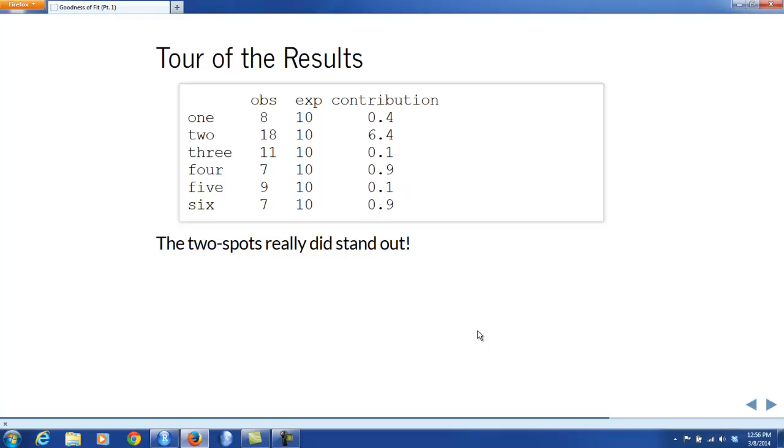It then begins to compute the chi-square statistic. So for every cell, it takes the observed minus the expected, squares that result, divides by the expected value of 10, and gets a little fraction. That fraction is the contribution from that cell to the chi-square statistic. Notice that the biggest contribution came from the cell where the observed difference was biggest. The two spots really did stand out in our study, producing the largest contribution. The chi-square statistic itself is the sum of those 6 contributions.